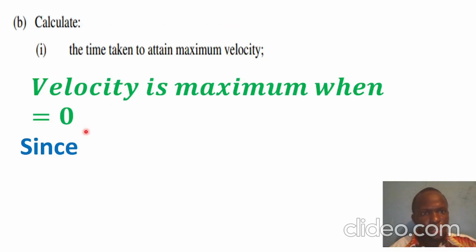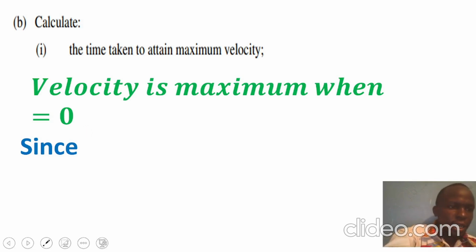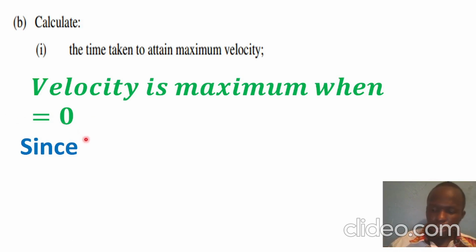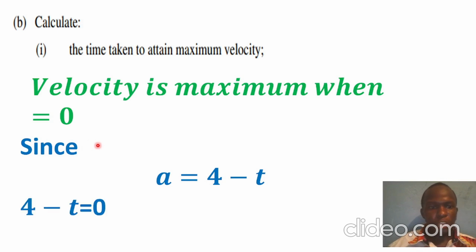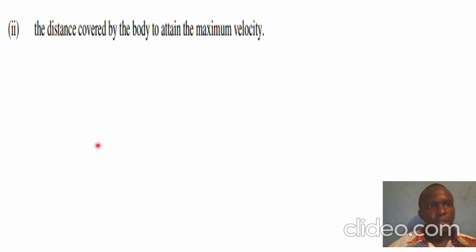The next question is asking, calculate the time taken to attain maximum velocity. Like I said, maximum velocity is when acceleration is equal to 0. So since acceleration is 4 minus t, we're just going to equate that to 0 and get t. t is equal to 4 seconds. And then find the distance covered by the body to attain the maximum velocity.